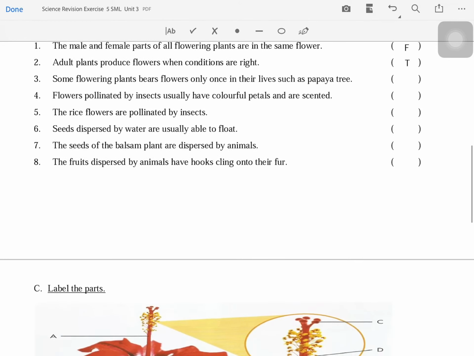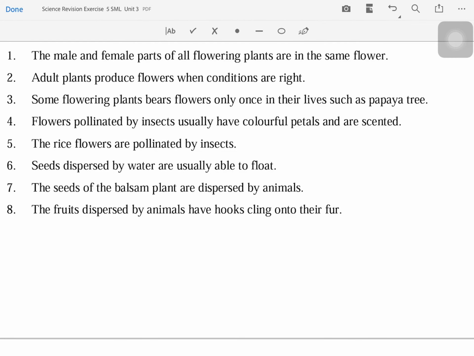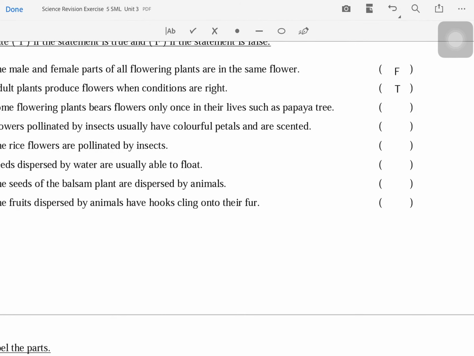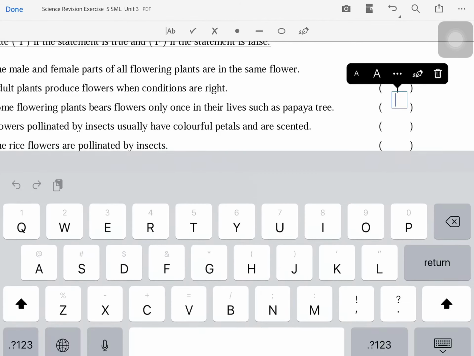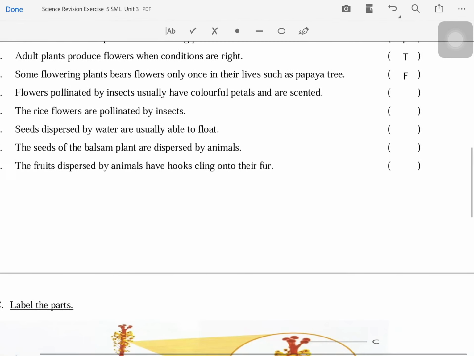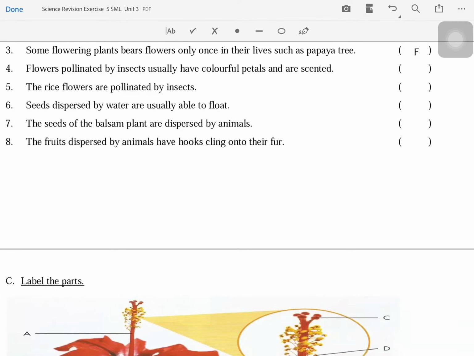Now moving on to the third question. Some flowering plants bears flowers only once in their lives, such as papaya tree. The answer is false, alright? Because papaya plants flowers when their conditions are right, okay, not once in a lifetime. Yeah. So question number 4. Flowers pollinated by insects usually have colorful petals and are scented. Okay, is it correct? Yes, it is correct.